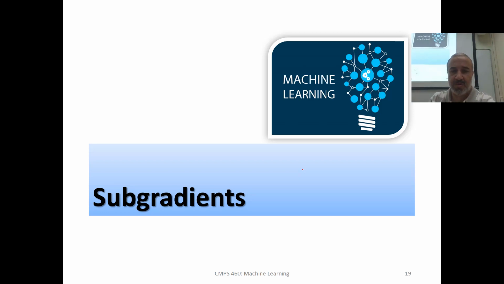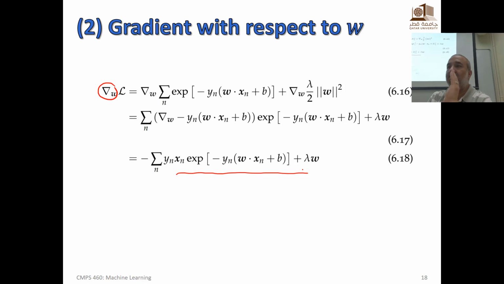I think we'll not have time to talk about subgradients, but I think it will be a very small topic, inshallah, next time. Do you have any question up to this point? We are very close now to finish the session of linear models.